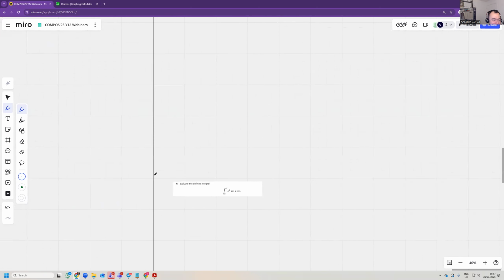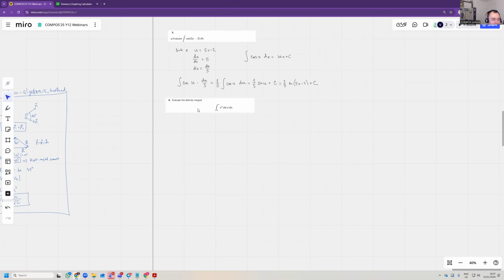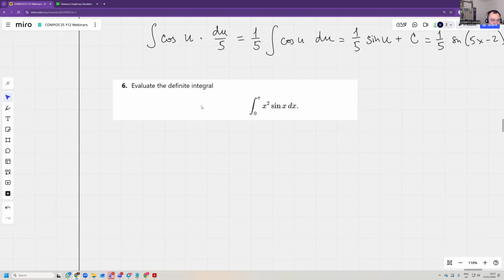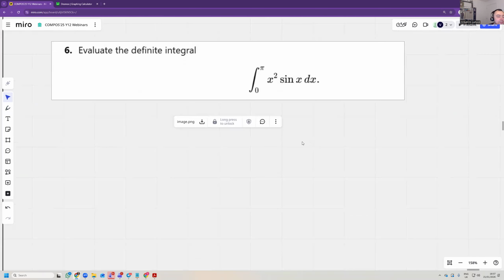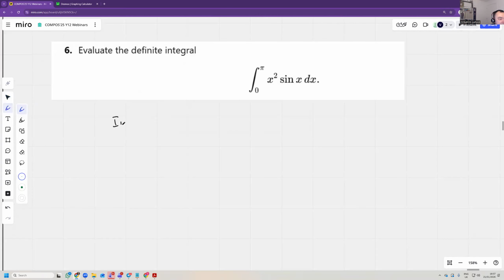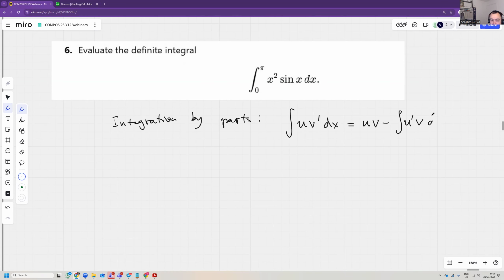Now let's get to the interesting parts. We've done 5 so far. Evaluate the definite integral. So here you have to use integration by parts. And the integration by parts looks like this. The integral of u v dash dx is equal to uv minus the integral of u dash v dx.